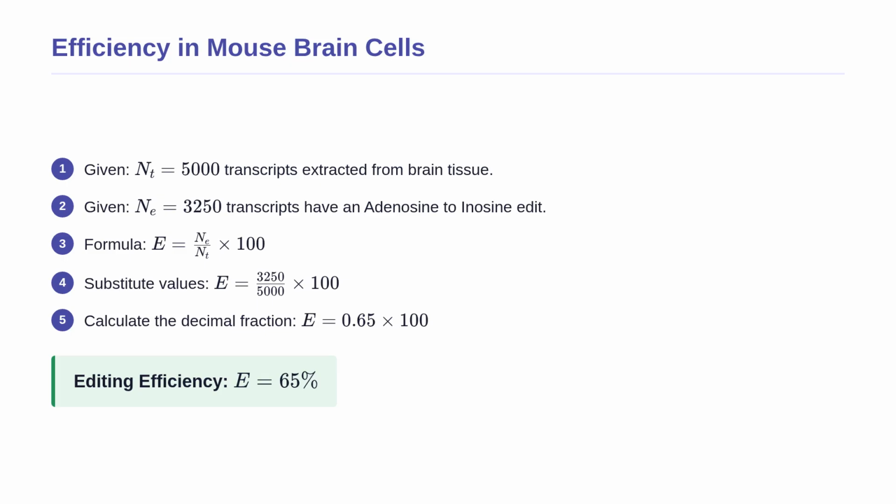We choose our efficiency formula because it directly compares the edited portion to the whole. We substitute 3,250 for N subscript E in the numerator and 5,000 for N subscript T in the denominator. Dividing these gives us a decimal of 0.65. Multiplying by 100 gives our final answer of 65%. Physically, this means the majority of the receptors produced in this brain region will have the modified structure, which likely changes how the neurons communicate.